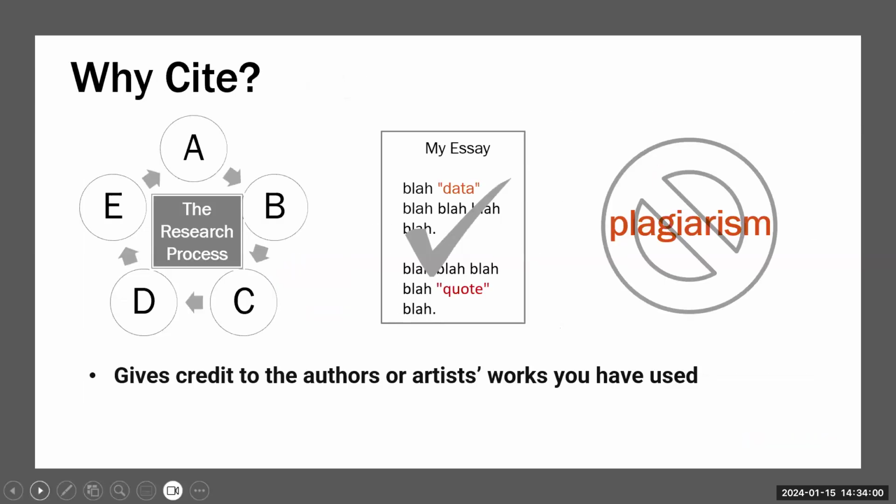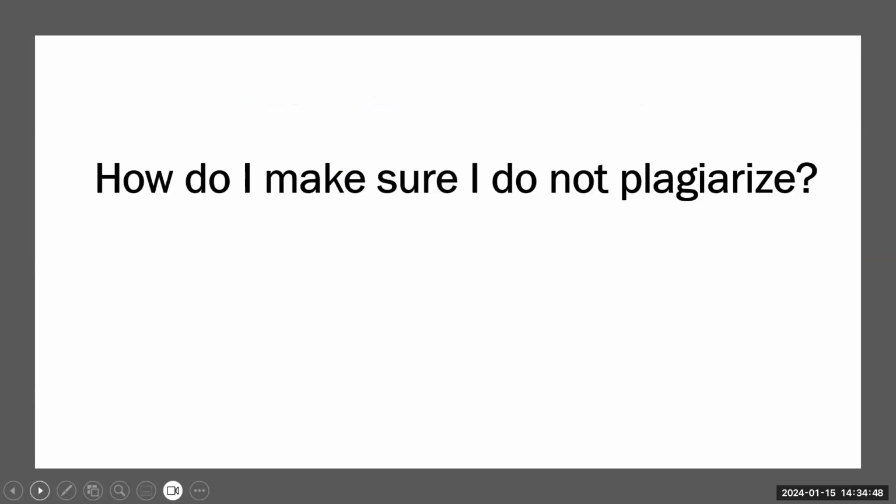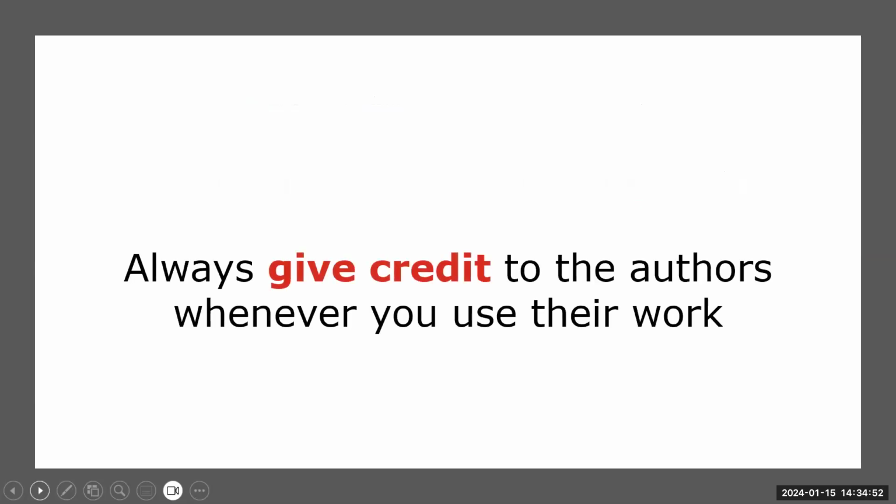Why do we cite? It is part of the research process in order for you to create your assignment. Ultimately, it is to avoid being accused of plagiarism, and so that you are giving credit to the authors or artists' works that you have used. Here at Seneca Polytechnic, we have the academic integrity policy, which states that students, even in the face of adversity, adhere to six fundamental values: honesty, trust, fairness, respect, responsibility, and courage. How that applies when you are writing your assignment is by giving credit to the authors whenever you use their work. How do I make sure I do not plagiarize? Always give credit to the authors whenever you use their work, and you shouldn't have any problems.